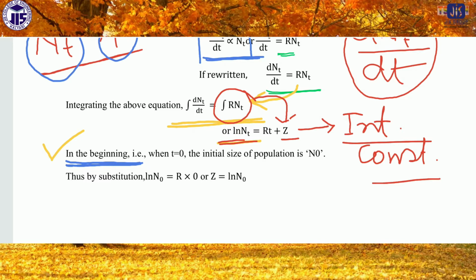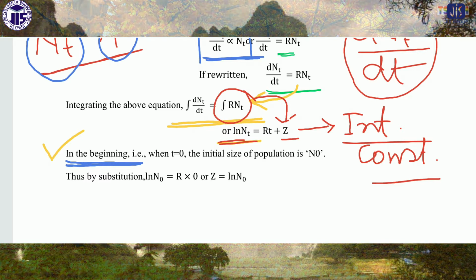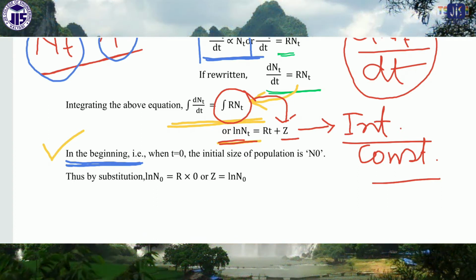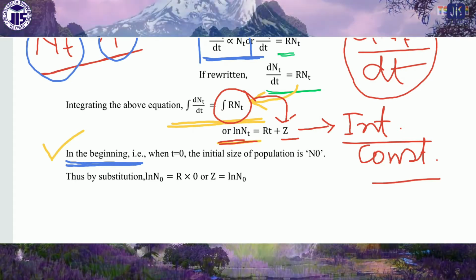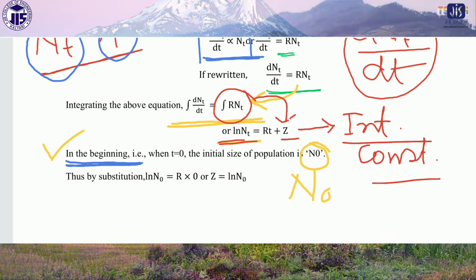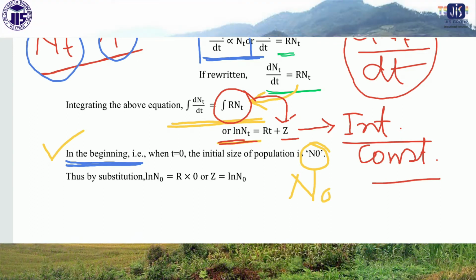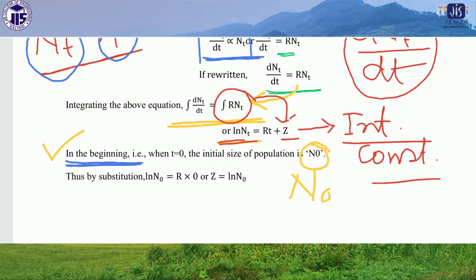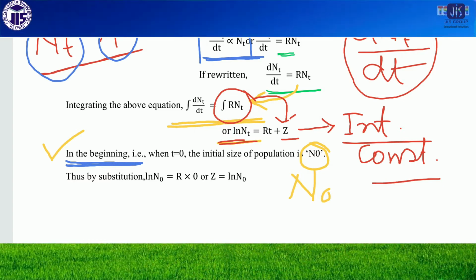For example, if we started to count the population in 2010 in a particular area, then that was the beginning time. The population at this time we take as N0. So if it is the beginning time, that means when we started to count the population, obviously we can consider this time t equal to 0.